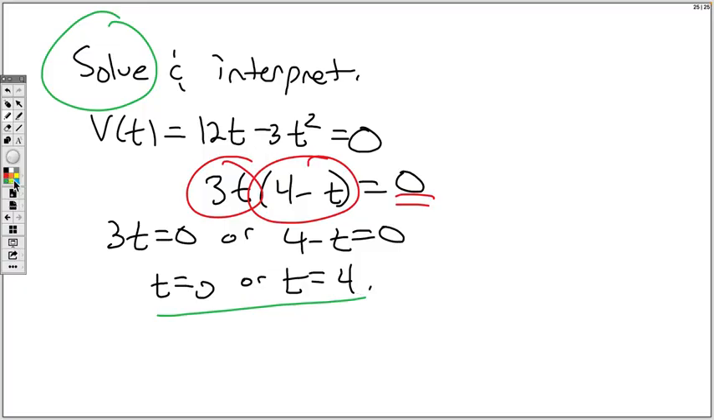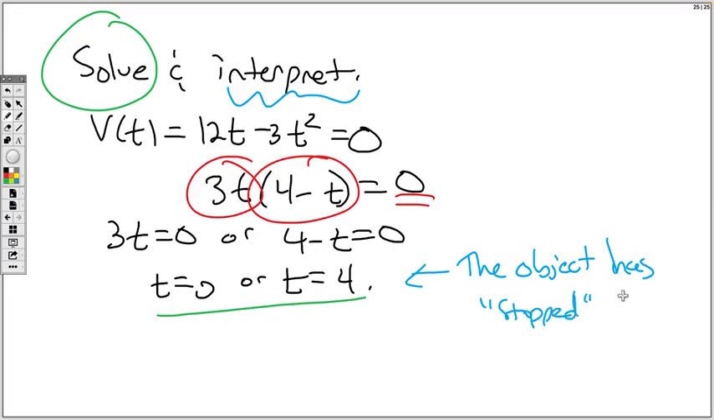What's the interpret on this? What does it mean if the velocity is 0? Yeah, it has stopped. If the velocity is 0, the speed is 0, so it's momentarily still. We could say the object has stopped. That's a perfectly good interpretation of that. So anytime you see a take-home or a test with solve and interpret, the interpret means: what does this tell us about the journey of this object?